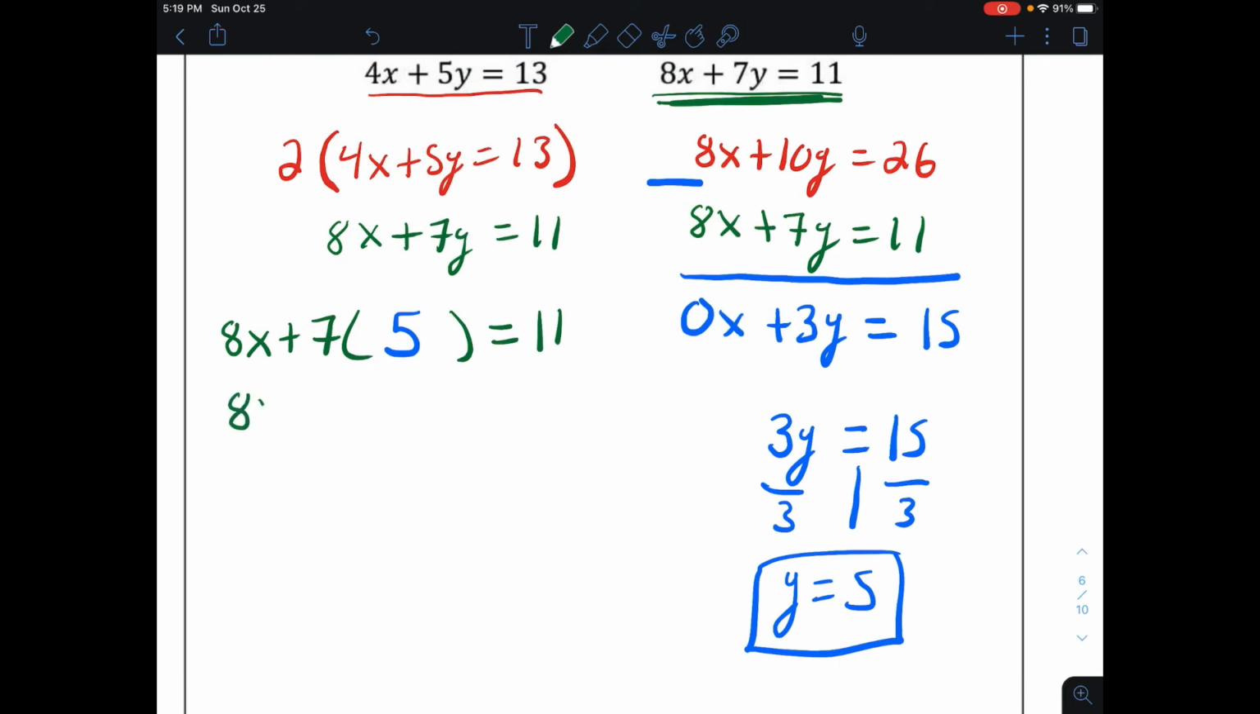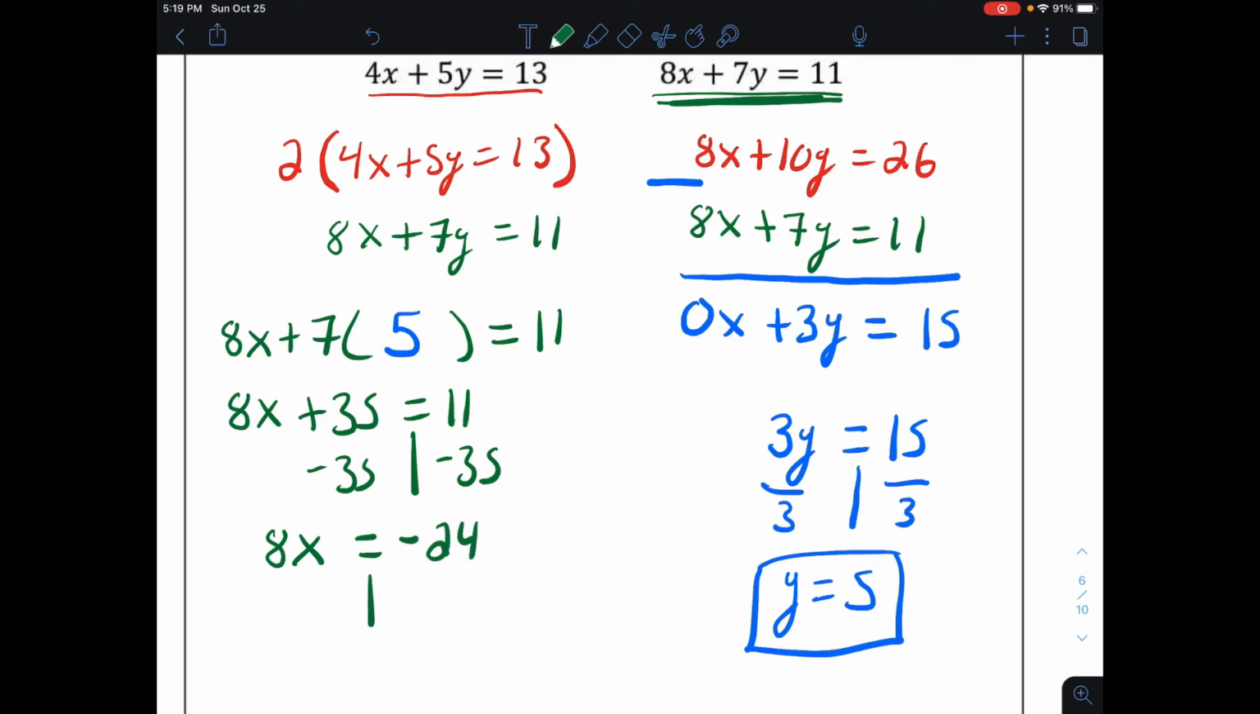So we have 8x plus 35 is equal to 11. And then we solve for x. So I'd subtract 35 to the other side. And we do that where we have 8x is equal to 11 minus 35, which is negative 24. And then we're going to divide by 8. And that's going to give us x is equal to -3.